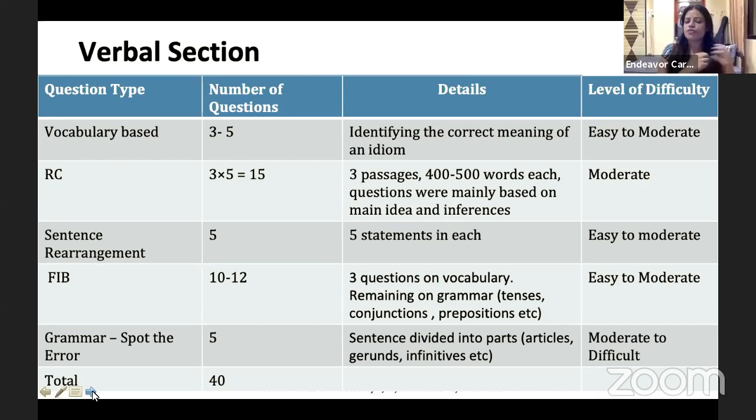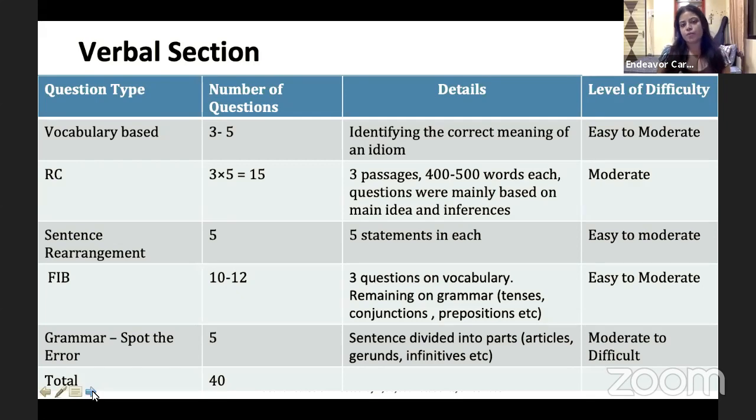Out of the 5, 4 of them were very easy. 1 of them was a little confusing, right? But not very difficult as such, moderate difficulty level. Then we had fill in the blanks. Now in fill in the blanks, as I discussed, 2 or 3 fill in the blanks were based on vocabulary and all of the remaining were based on grammar.